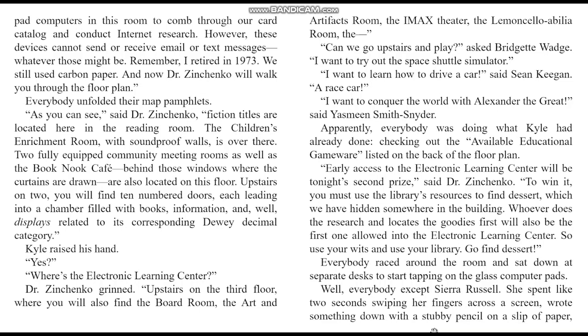Everybody unfolded their map pamphlets. "As you can see," said Dr. Zinchenko, "fiction titles are located here in the reading room. The children's enrichment room with soundproof walls is over there. Two fully equipped community meeting rooms, as well as the Book Nook Cafe behind those windows where the curtains are drawn, are also located on this floor. Upstairs, on two, you will find 10 numbered doors, each leading into a chamber filled with books, information, and, well, displays related to its corresponding Dewey Decimal category."